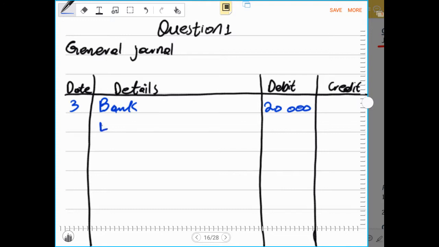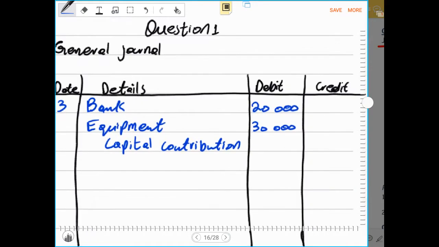And the business also received equipment from the owner, and that equipment will be increasing the assets of the business, and we know that assets increase on the debit side. So that is why we record the equipment on the debit side. And at the same time, the capital that has been contributed by the owner will also increase, with the total valuing up to 50,000 rands. So now on the credit side, the total of the capital will be 50,000 rands. And this capital is made up of the money of 20,000 deposited by the owner, and the equipment deposited by the owner to the value of 30,000 rands.